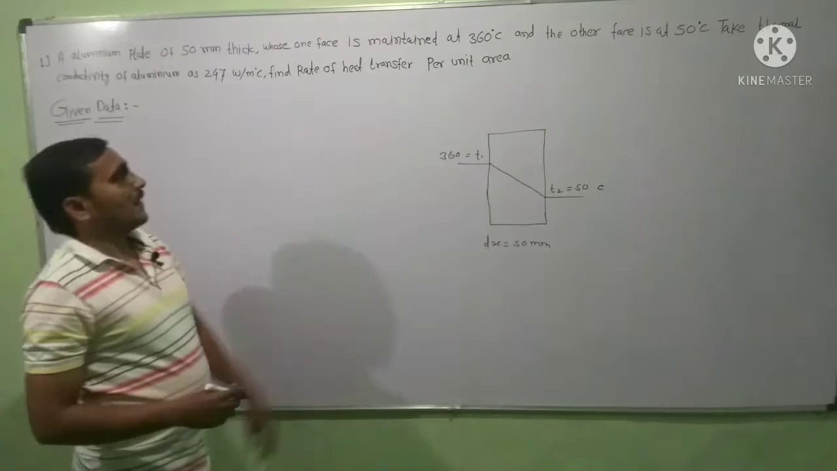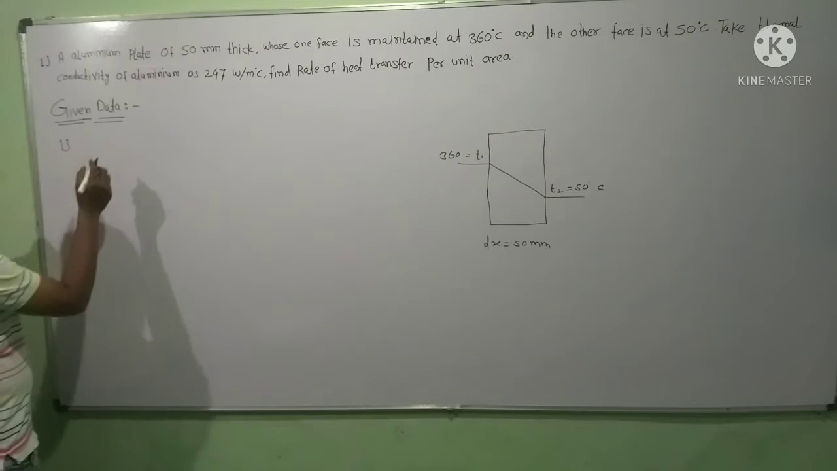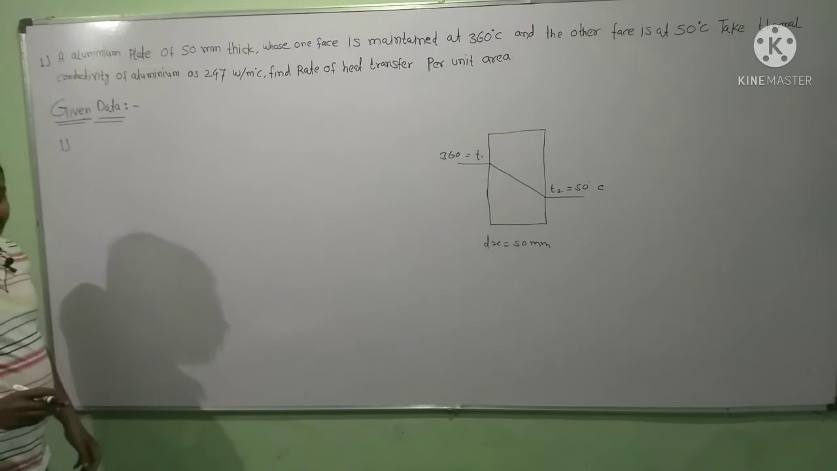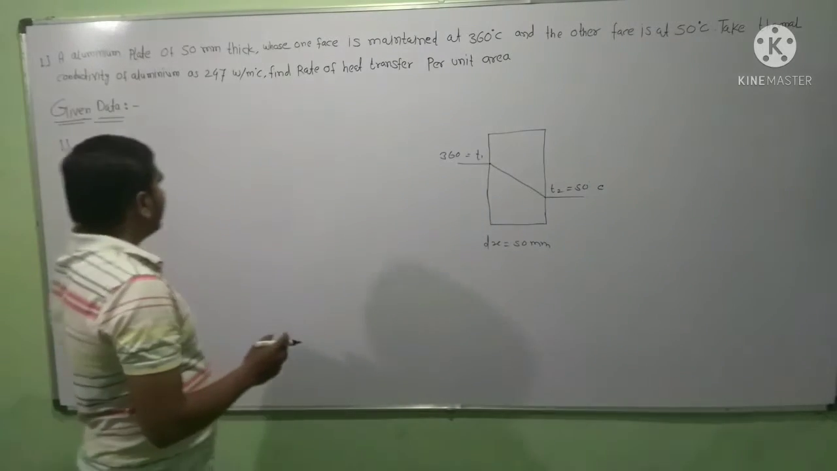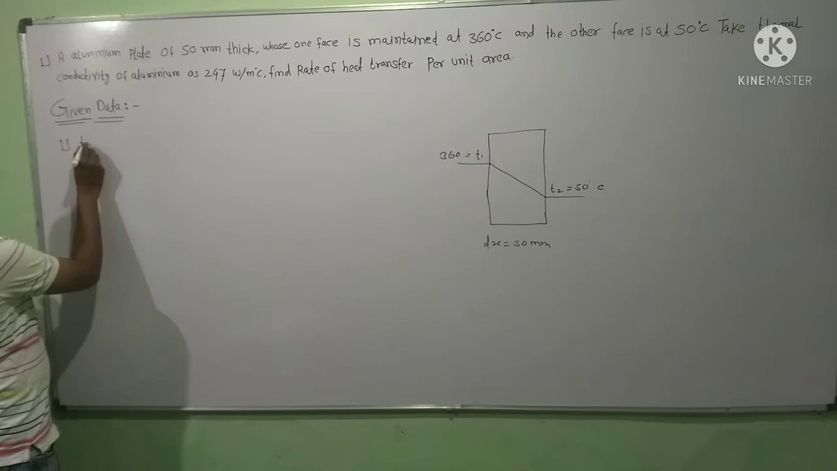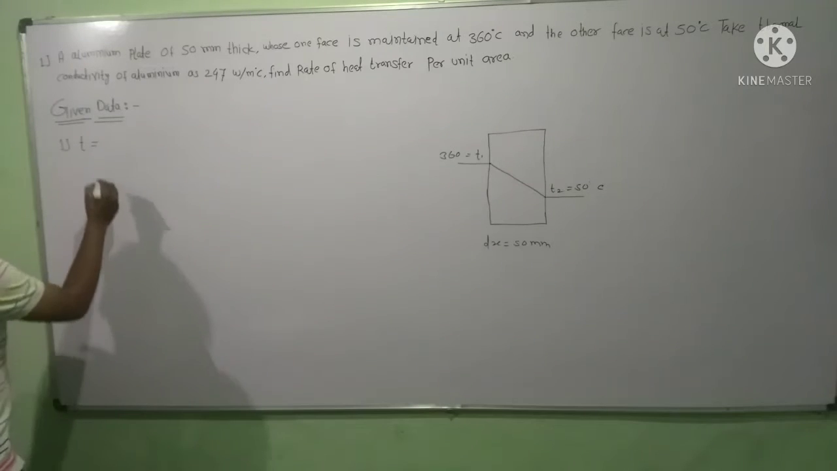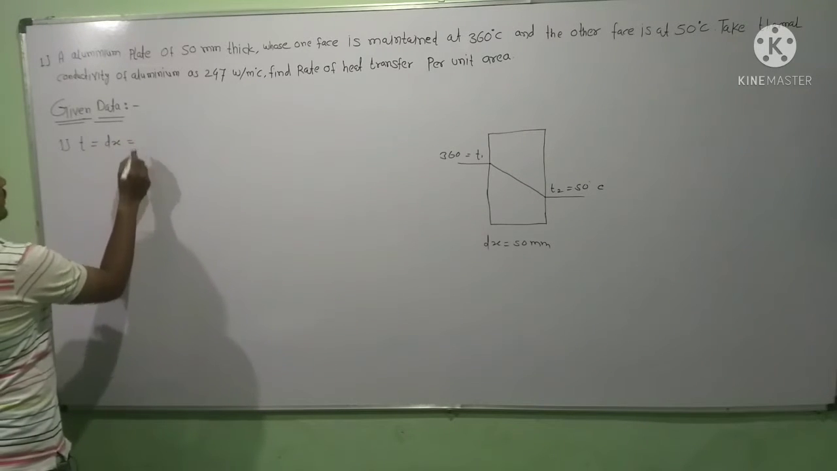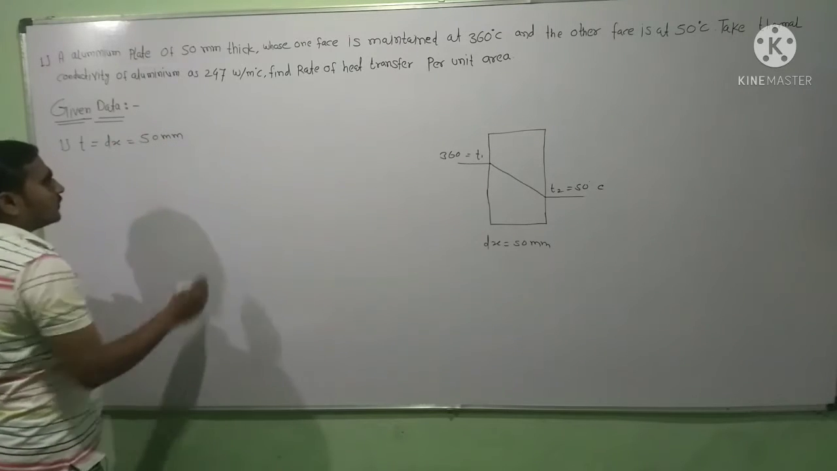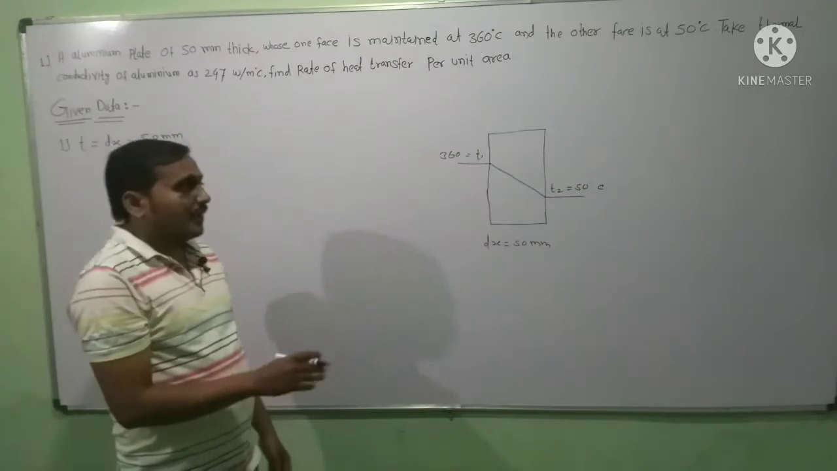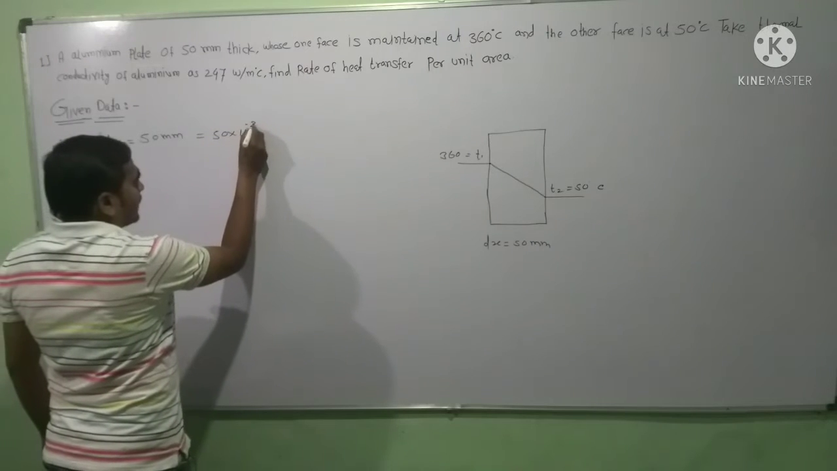Dear friends, we will first write the given data. In the given data, the first thing given is the thickness. Consider it as the length or width of the plate. The thickness T, we can write as dx, which is nothing but 50 mm. Dear friends, you all know we always convert that into meters. The 50 mm gets converted into meters, that is 50 into 10 raised to power minus 3 meter.